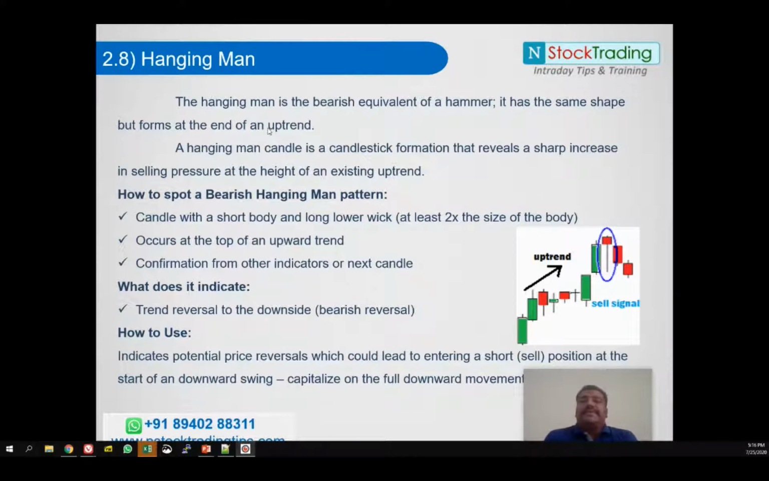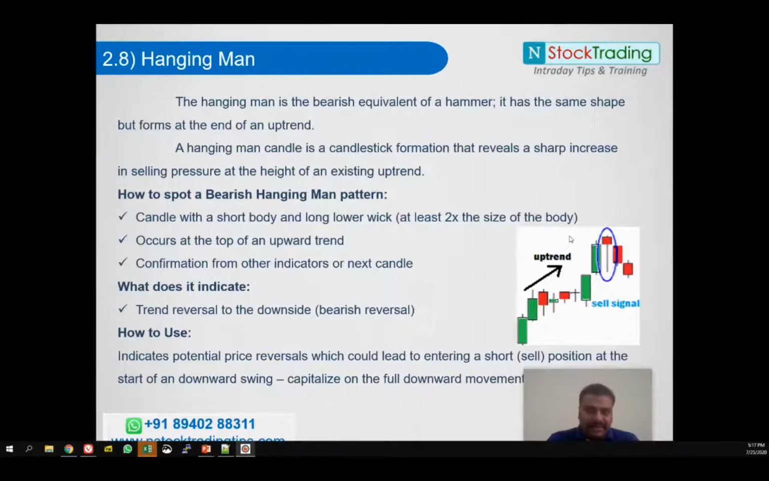Next we are going to see the hanging man. From this picture, you can see that on an uptrend, you get this symbol. This is called a hanging man, and it comes only during the uptrend. Whatever happens with this hanging man, it happens only on the uptrend. It means there is a possibility for reversal to the downtrend or the bearish nature.